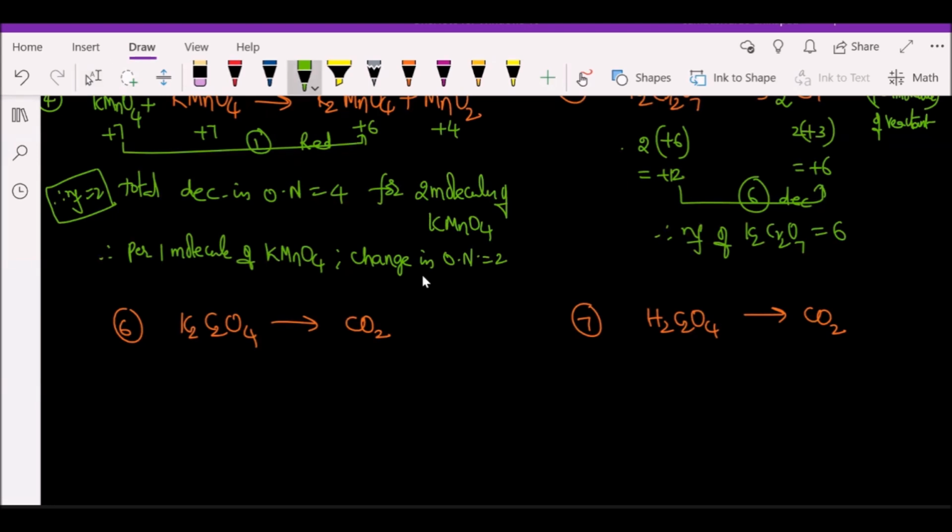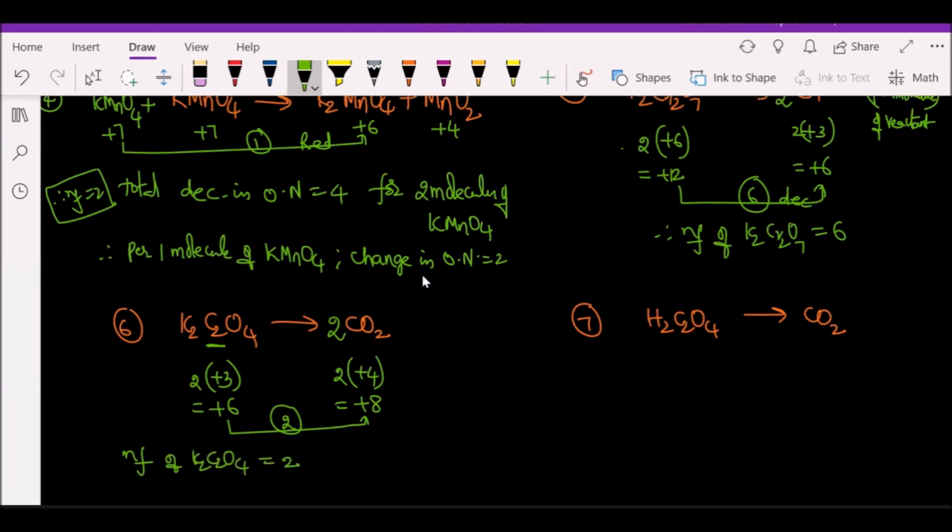How is it identified? Potassium is not undergoing change, only carbon is undergoing it. So, we have 2 carbons. Take 2 CO2. Each carbon oxidation number is +3, so 2 carbons is +6. Each carbon in CO2 is +4, so 2 carbons is +8. So +6 to +8, the change in oxidation number is 2. Keep in mind it is 1 molecule only, though it is 2 carbons, they belong to the same molecule. So the N factor of K2C2O4, potassium oxalate, is 2.